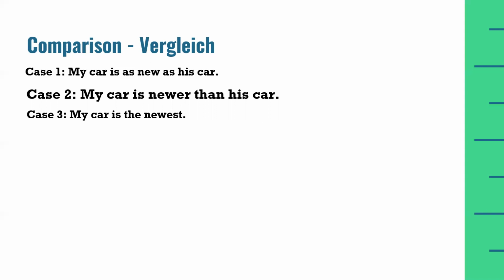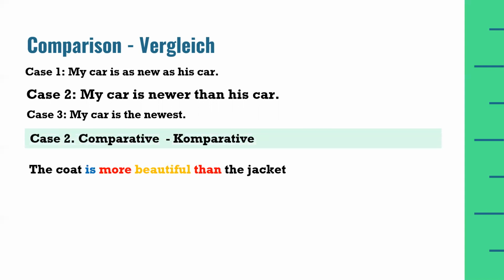In case number 2, which is the topic of today's lesson, my car is newer than his car. So we are again comparing the newness, but my car is newer than his car. And this form newer is the comparative form of the adjective new. So this is what we will learn in today's lesson, how we can use this in the German language.